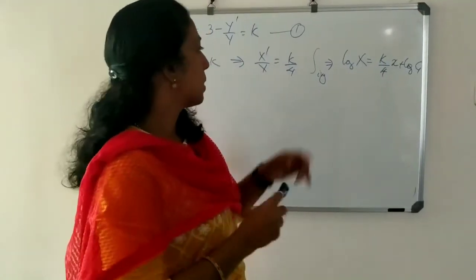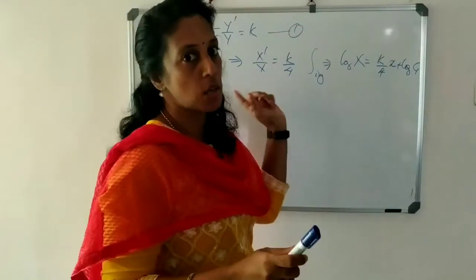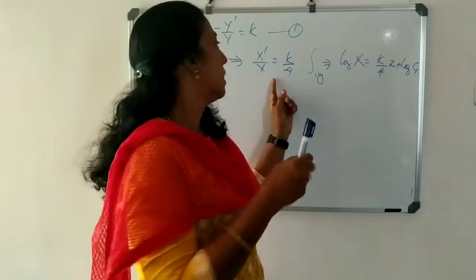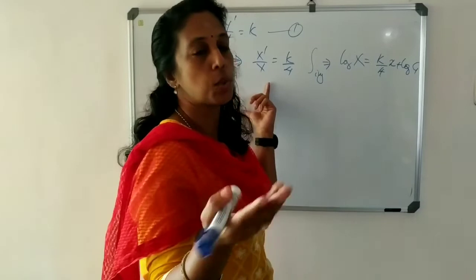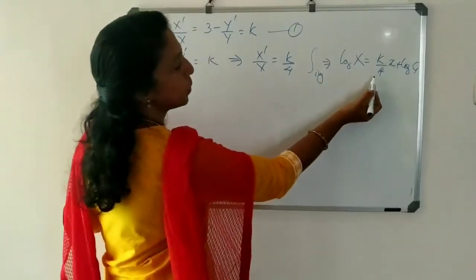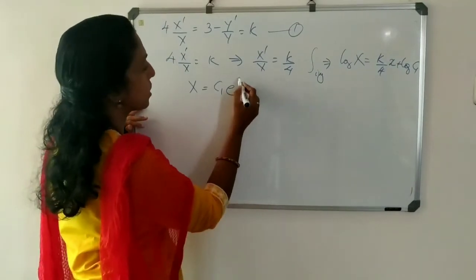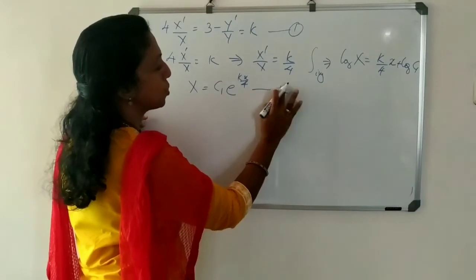Now remember, the variable of integration here is small x, not capital X. Capital X is a function of small x. For example, capital X is like e raised to x into x square or something like that. Now what is capital X then? Capital X equal to c1 e raised to kx by 4. Take this as equation number 2.